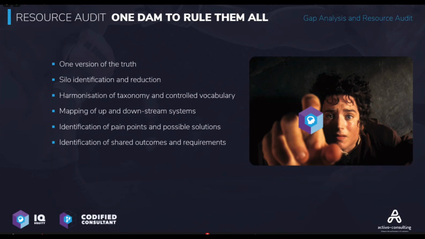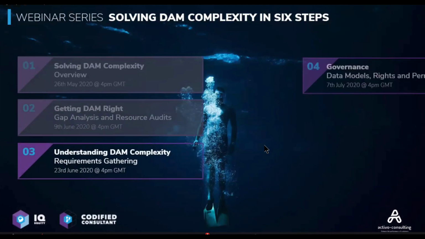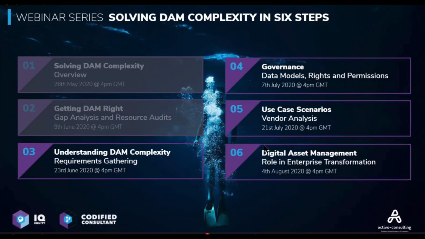And what we're trying to do with this webinar series is, if you treat it like Lego blocks. When we had the first webinar, we showed you the DAM capability, which James was showing, where it showed whether the client was ad hoc, incipient, formative, etc. This starts the process of asking the right questions. And because we've aggregated our knowledge into the gap analysis and the resource audit, it nicely segues to the next webinar, which is the next page, please, James, where we will be looking at understanding the complexity, requirements gathering.